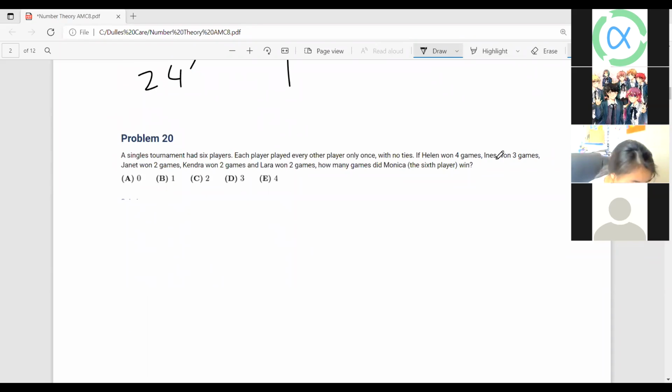A singles tournament had 6 players actually. Each player played every other game only once, with no ties. And by the way, the discussion about buying a calculator with only 2 buttons is great and all, but let's move on to problem 20.